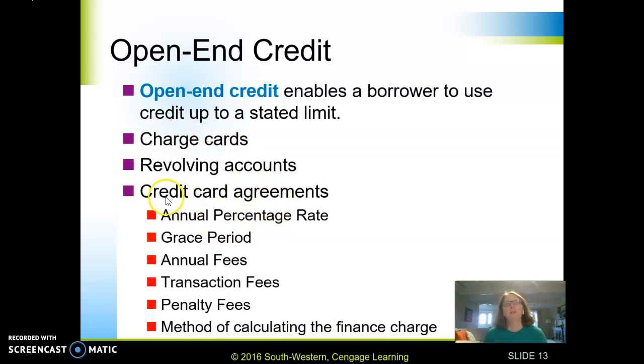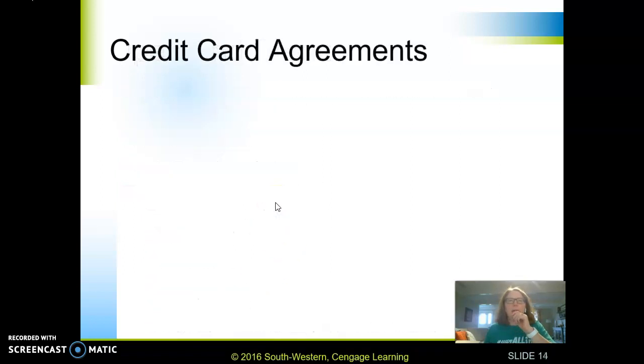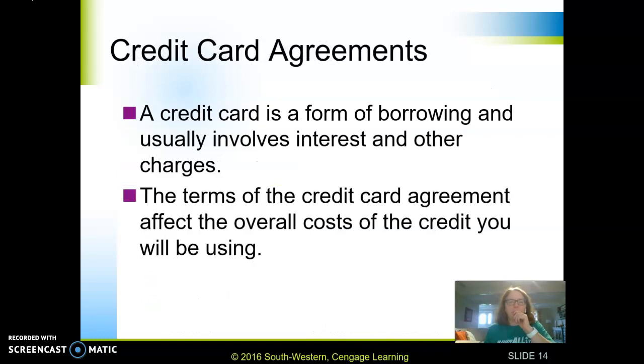As far as credit card agreements go, there are different components that you need to know about, and we have a slide that will go into more detail about each of these. We're going to focus our time more on the first 4 or 5 and not go into the method for calculating the finance charge. You are also going to have an activity where you will look at a credit card statement, identify those components, and answer some questions. So that's part of what your assignment will be.